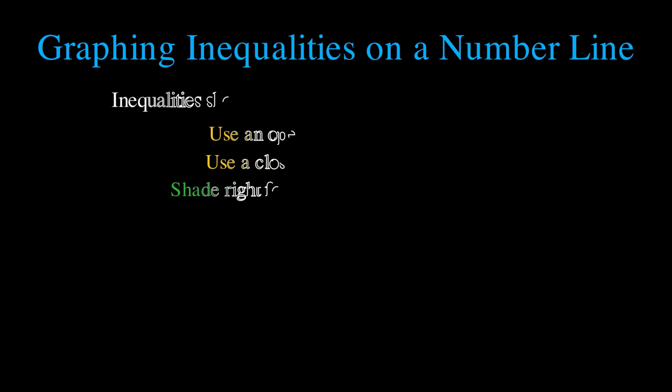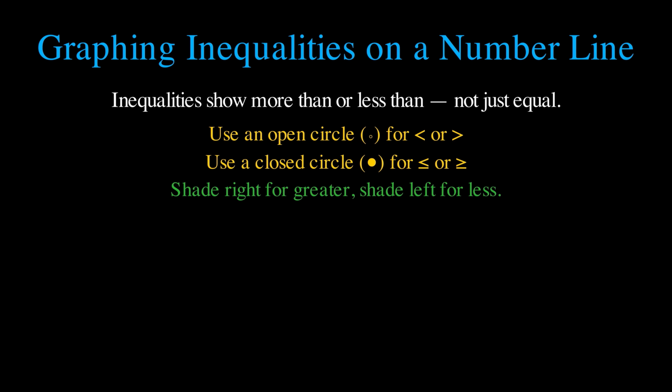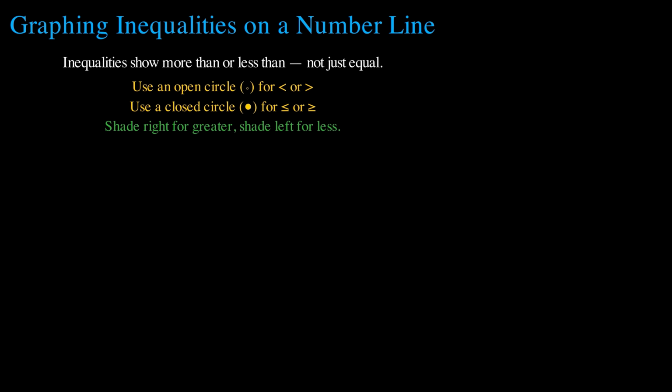Inequalities show values that are bigger or smaller, not just equal. On a number line, the circle tells you if the number is included. Use an open circle for less than or greater than. Use a closed circle for less than or equal to or greater than or equal to.